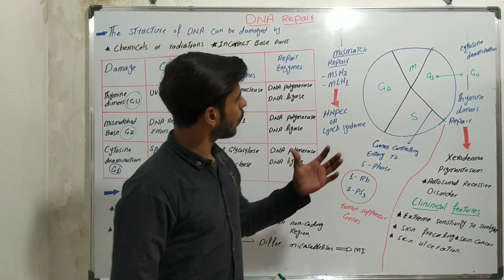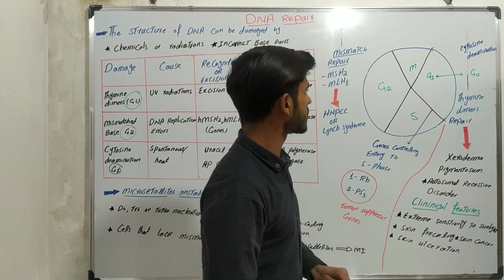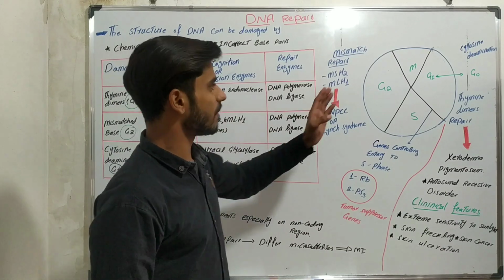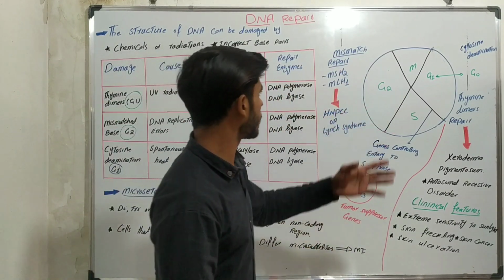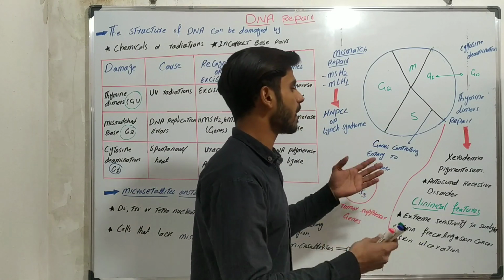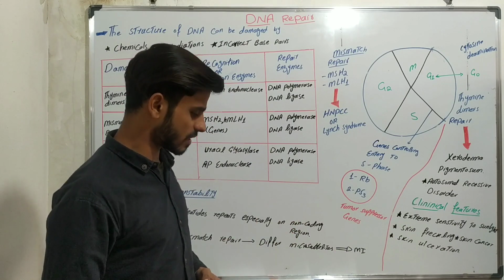Now in this we will see the cell cycle, how these damages happen, in which phase of the cell cycle, how they are being recognized, how they are being repaired, and if repair doesn't happen, which kind of disease may happen. So now please let's start.